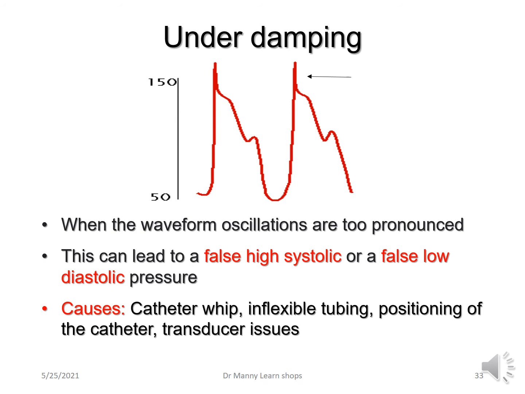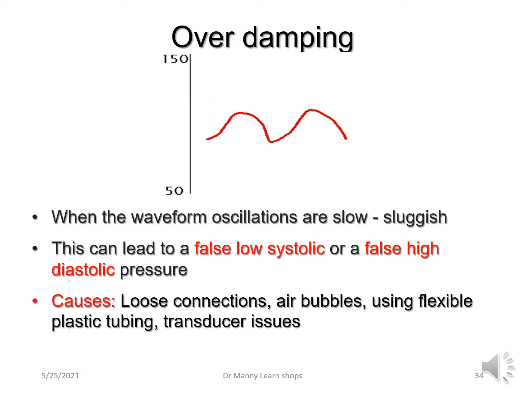Or it could be the transducer. Especially with transducers these days, they're disposable, and disposable isn't always the best. It may not work effectively because it wasn't made correctly or it wasn't made to last. Then you've got overdamping. Overdamping is when the waveform oscillations are sluggish. They're slow. They're smaller. And this can lead to a false low systolic or a false high diastolic pressure.